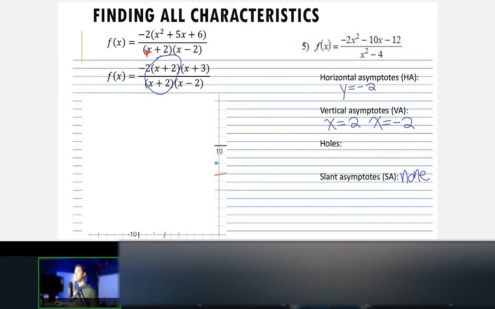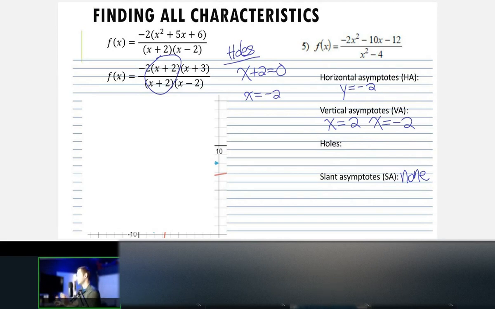So what you're going to do is take that factor and set it equal to 0 and then solve. This is the work for the holes. We're going to say x plus 2, that factor, equals 0, and then we solve, subtract 2 from both sides, so we get x equals negative 2. So this is the first part.